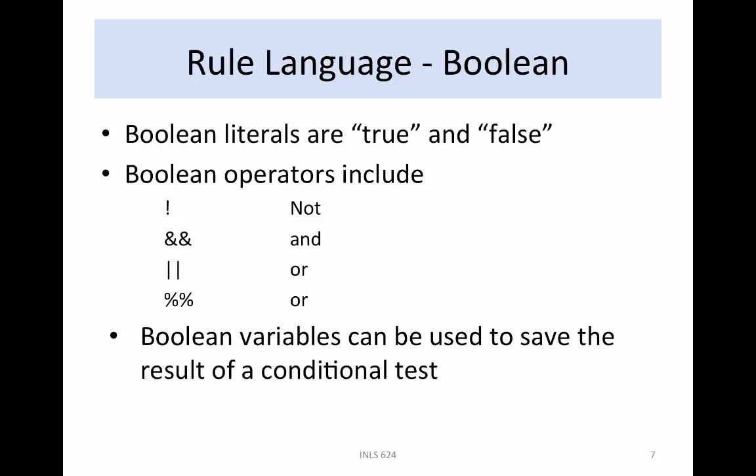Boolean variables can be used to save the result of a conditional test. A Boolean variable has either the value true or false. The operations performed upon Boolean variables include and: *A && *B is true if *A is true and *B is true; or: *A or *B is true if either *A is true or *B is true, in this case using the operator of two percent signs; and not: !*A is true if *A is false.